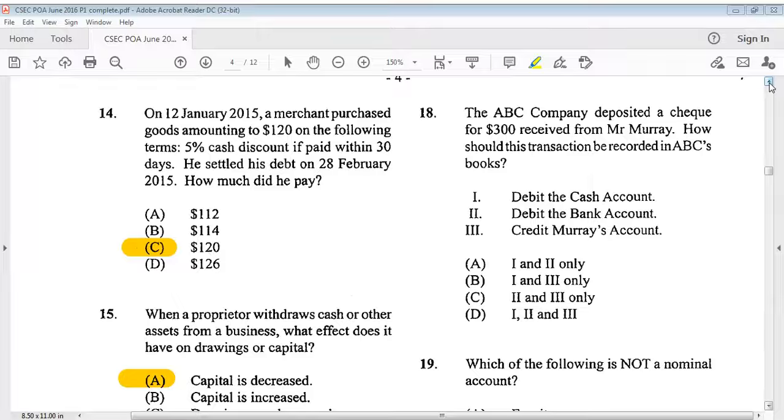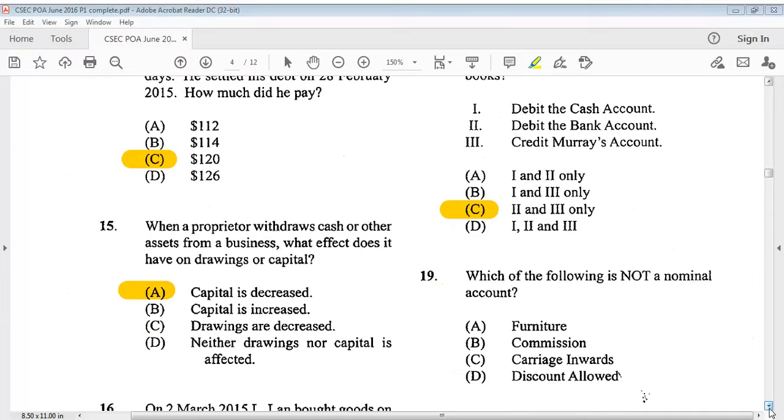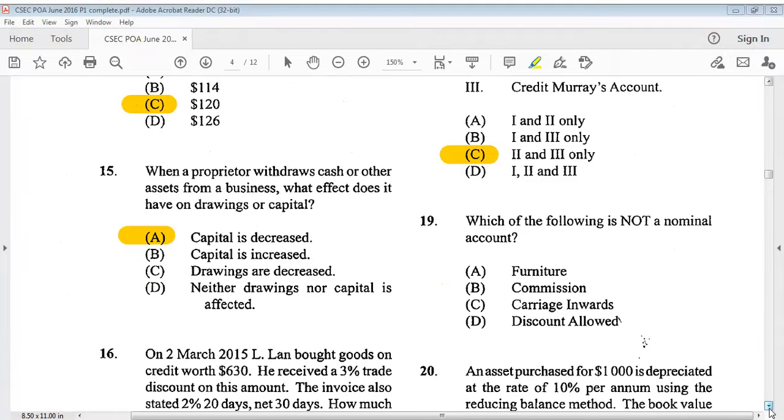Now, if you say C, then you are correct. 2 and 3 only. Let's go to 19 now. 19 says, which of the following is not a nominal account?